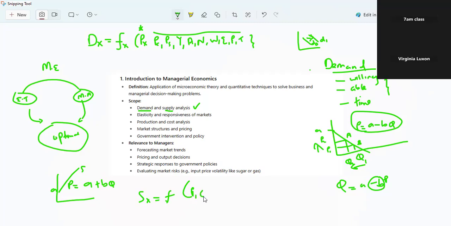Supply depends heavily on how much you're putting in: wages, raw materials, energy, technology. If you have lower costs, you're going to make higher profits and you're going to increase supply. If the costs are high, most unlikely will you be able to supply. Then we go to technology, another factor that will affect supply.